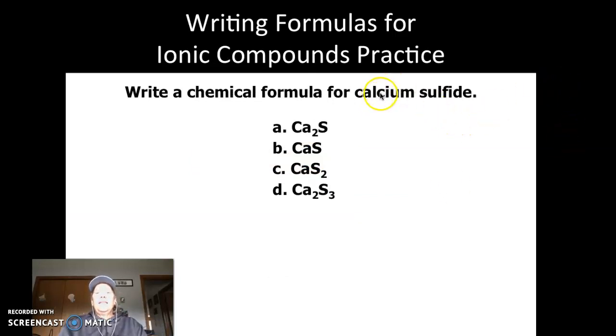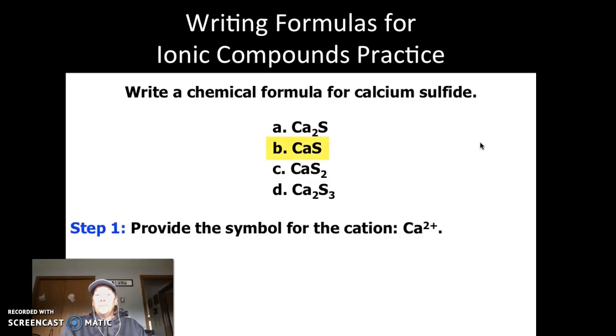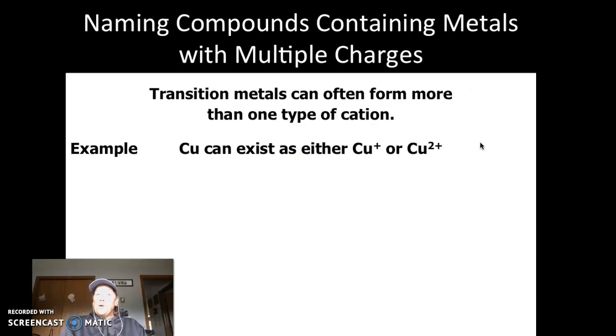Calcium is Ca, and it's +2. Sulfur, sulfide, is S, and it's -2. They equal each other, so it would just be CaS. You don't have to write 2, 2 or whatever. If the charges equal each other, they just cancel each other out. Okay? So again, don't make it harder than it is.